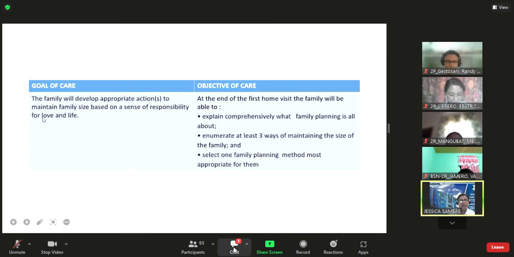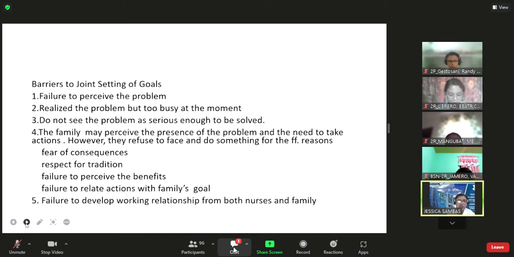Objectives. So ito, example lang muna ha, sa goal of care. The family will develop appropriate actions to maintain family size based on a sense of responsibility for love and life. Napaka-broad. Pero dito, objective of care specific po talaga. At the end of the first home visit, the family will be able to explain comprehensively what family planning is all about, enumerate at least 3 ways of maintaining the size of the family, and the last one, select one family planning method most appropriate for them. So ito, klaro talaga, no? Objective of care natin. Napaka-smart na po ng ating statement of our objective of care.